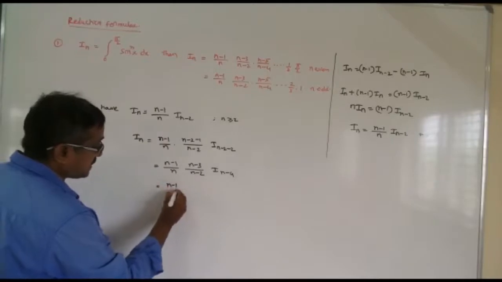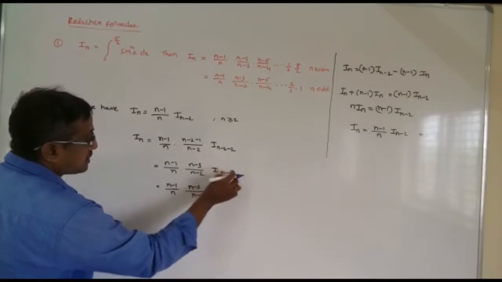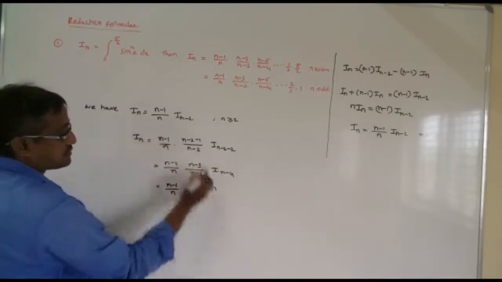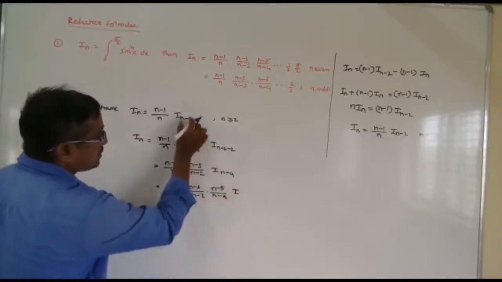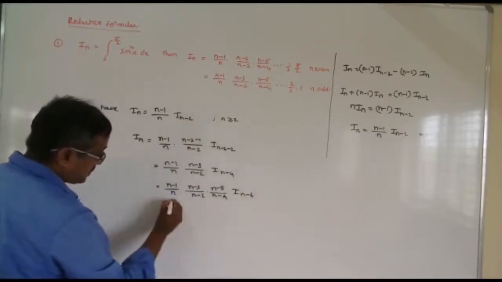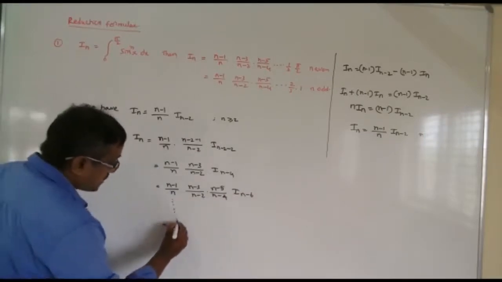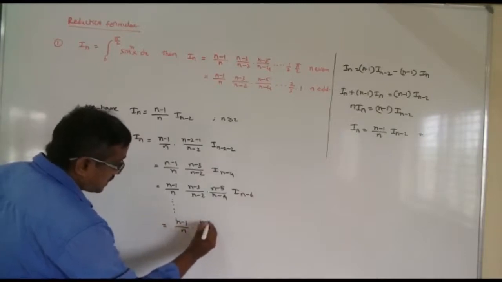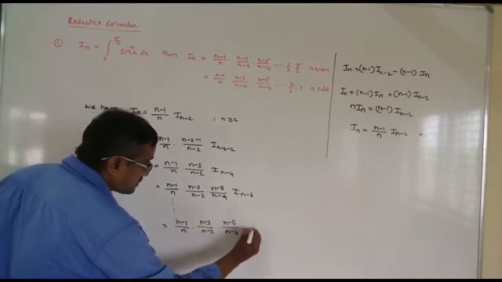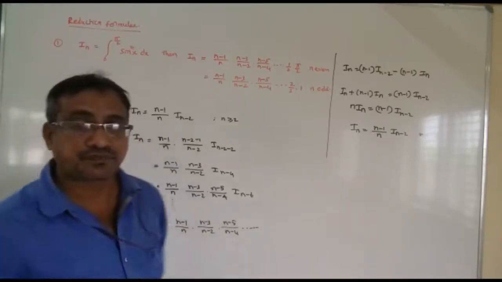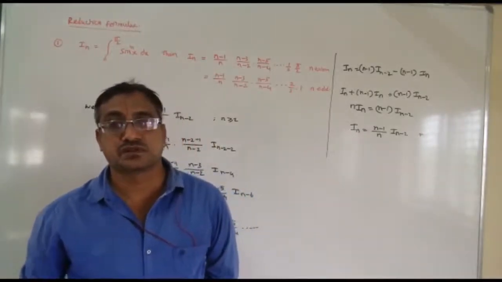Again replace it in the given formula. So you will get n minus 1 by n, n minus 3 by n minus 2. Now replace n minus 4 here. You will get n minus 5 by n minus 4 I n minus 6. Now think that you are continuing like this. So n minus 1 by n, n minus 3 by n minus 2, n minus 5 by n minus 4 and so on. You will get I n minus 6, I n minus 8, I n minus 10 and so on.